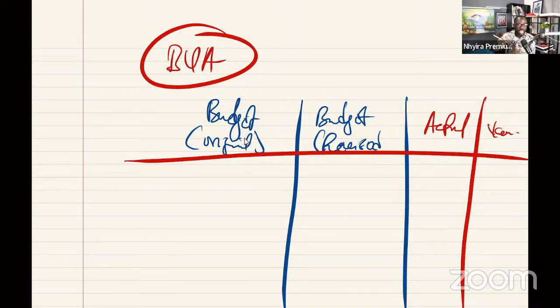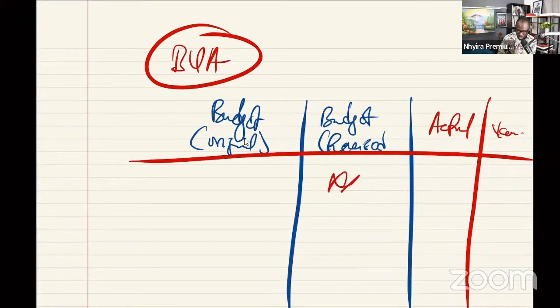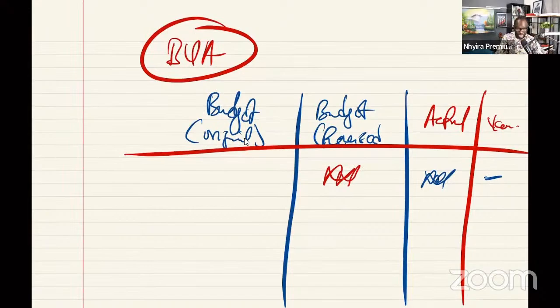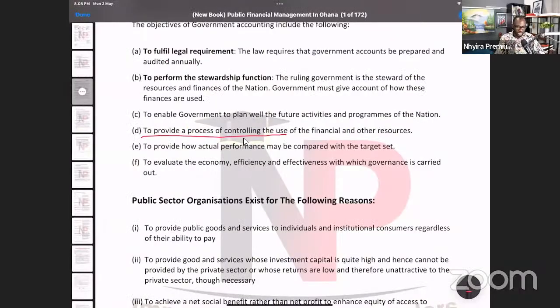And so at the end of the year, we will not be using the originally approved budget. We will instead use what? The revised budget. So we will compare the revised budget to the actual results that were obtained, and we'll get a variance to see, did government earn more revenue than it budgeted for? Did government spend more than it budgeted for? That helps us to what? Control government resources and to ensure that the resources are not being used for purposes that are not intended. That is another reason why we need to keep government accounts at the end of the day.